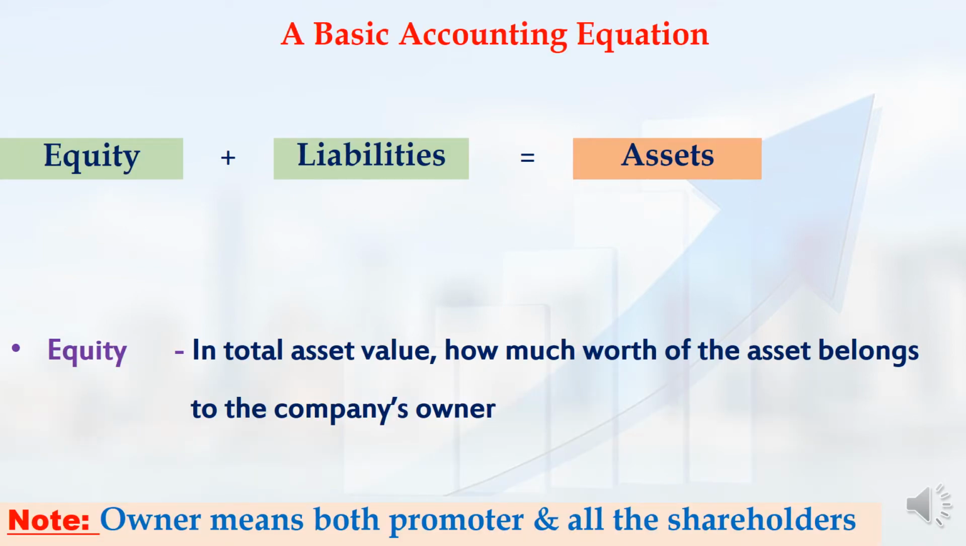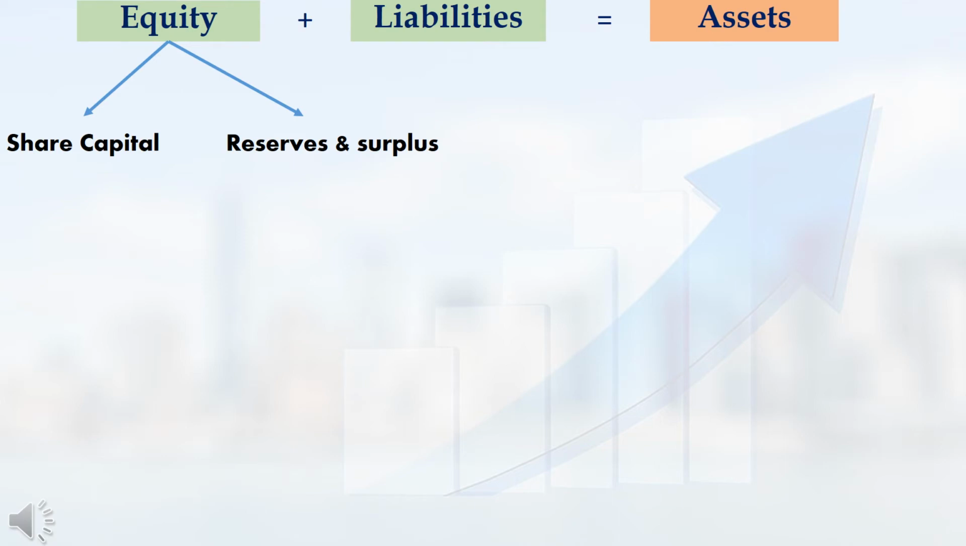The second parameter is reserves and surplus. In this fundamental analysis series, in the second video, we discussed the accounting equation: total equity plus liability is equal to assets. Total equity, in simple terms, is the owner's fund. That is, in any company's total asset value, how much fund belongs to the owner. That is called total equity. Here, owner means not only the promoter; all the shareholders come under the category of owner. We can split total equity into two types of fund. First is share capital, second is reserves and surplus.